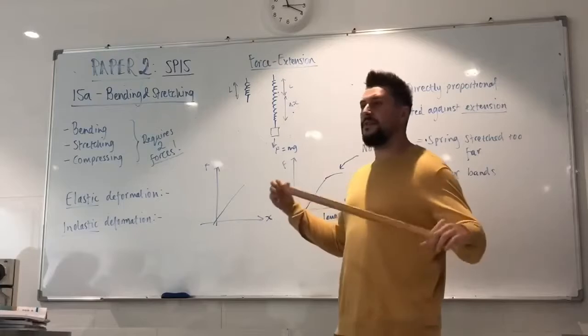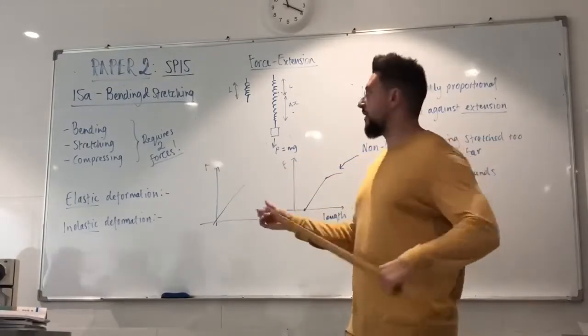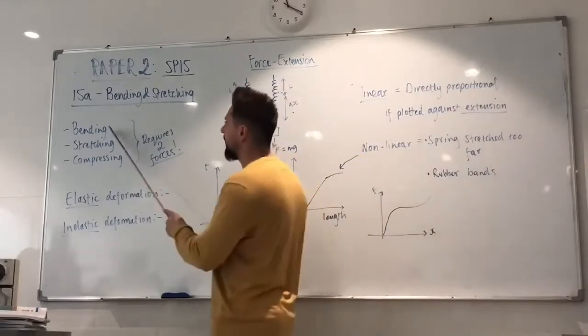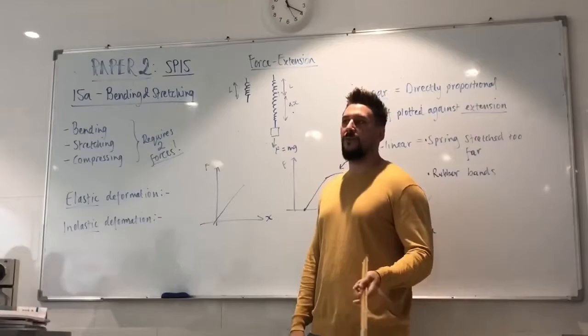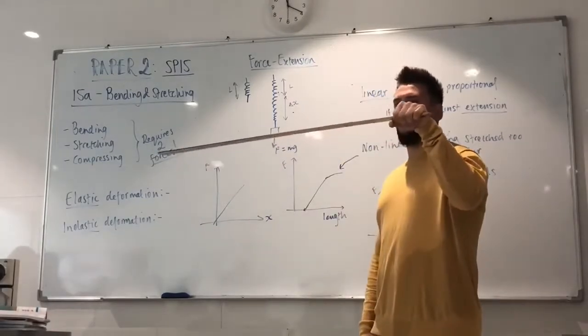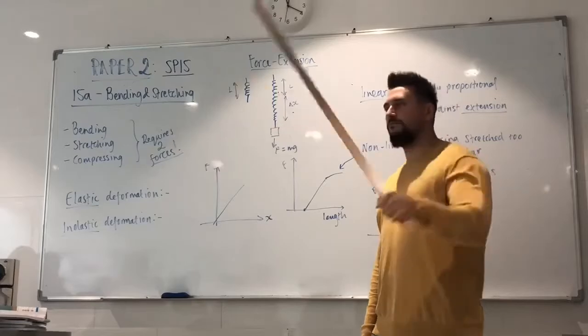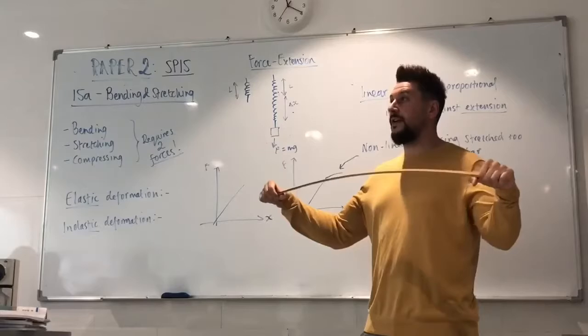Things like springs, rubber bands, for example, they will stretch. And compressing is if you put the forces in opposite directions on the object and you try and squash the object. What you have to know about bending, stretching and compressing is that it requires at least two forces. You cannot bend an object with one force. So if I hold the ruler and I try and bend it with just one arm, it's not going to bend. Yeah? I have to apply two forces on either end and therefore I can bend it.